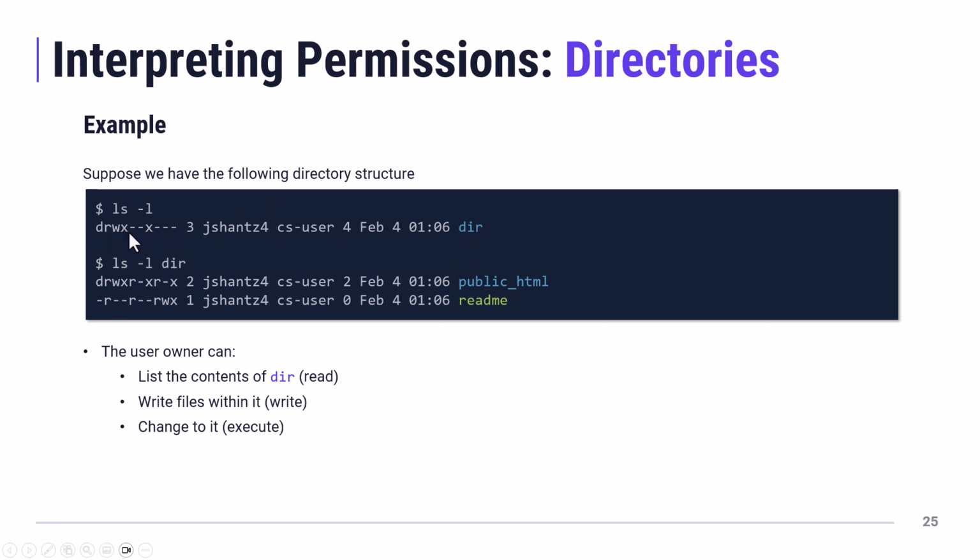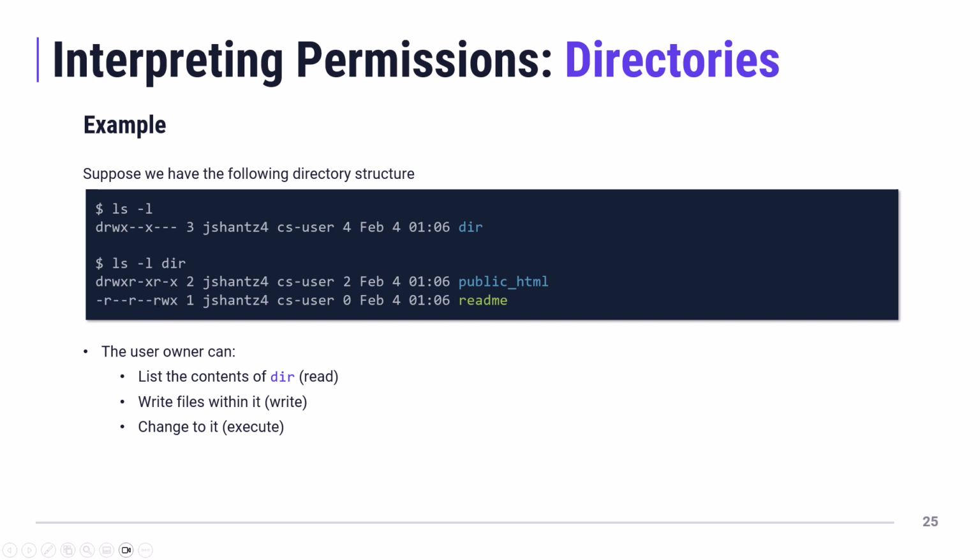Group has execute but no other permissions, and other has no permissions. Within dir, we've got a subdirectory, public HTML. Again, user has read, write, execute. We've got group with read, execute, and other with read, execute. And then we have this file, readme, where user has read, group has read, other has read, write, execute.